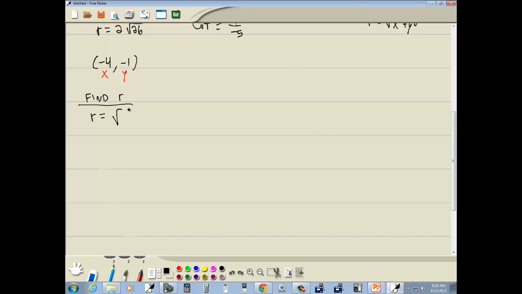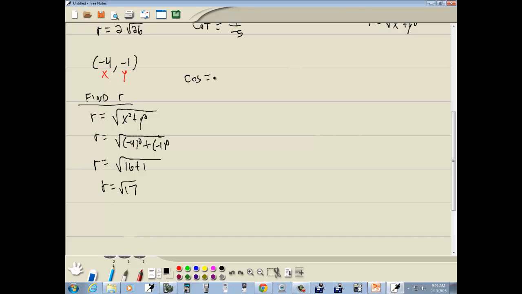R is going to equal the square root of x squared plus y squared. So we're going to have negative 4 squared plus negative 1 squared, which negative 4 squared is 16, negative 1 squared is 1, so we get r is equal to square root of 17. Looks like this one might be a little bit easier than the last one.